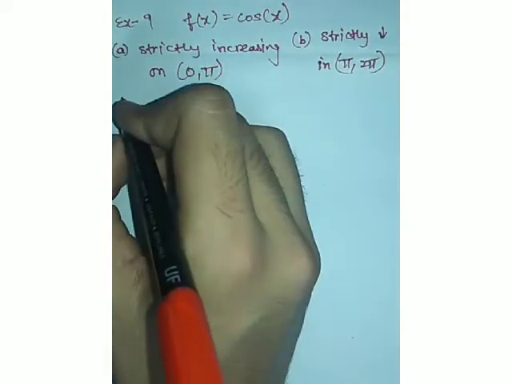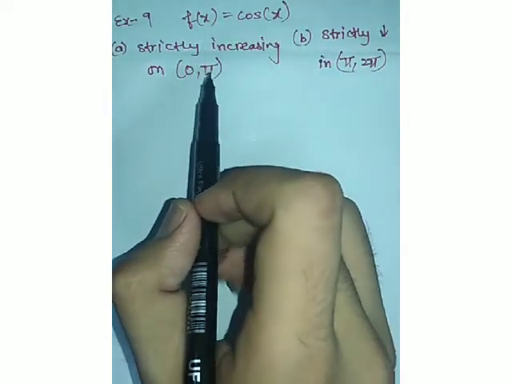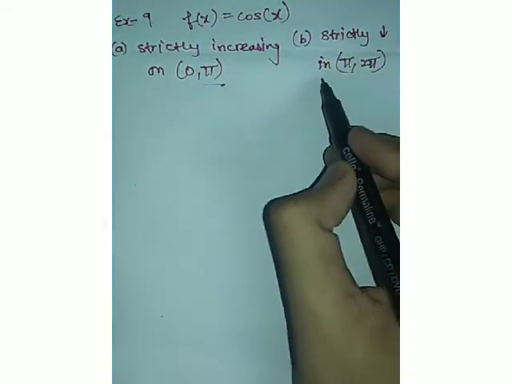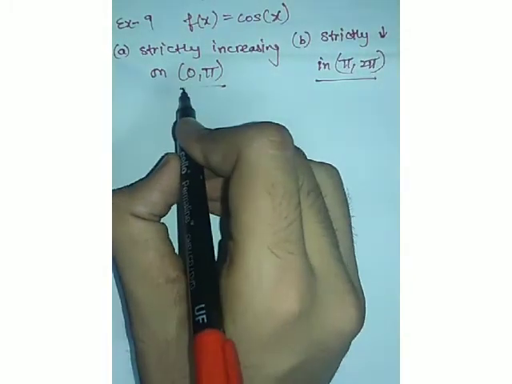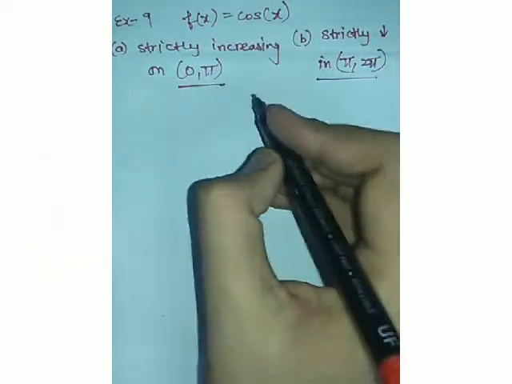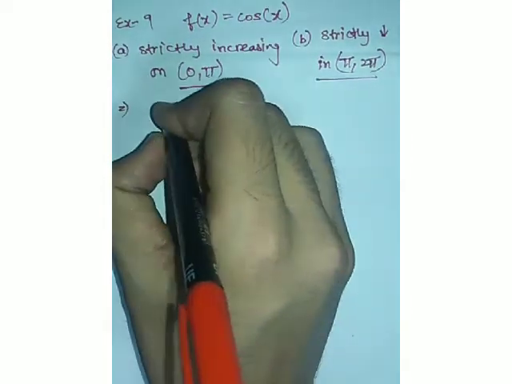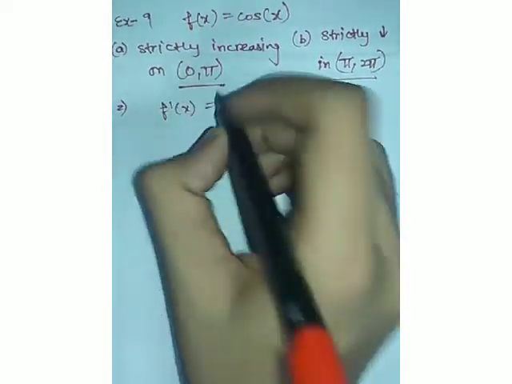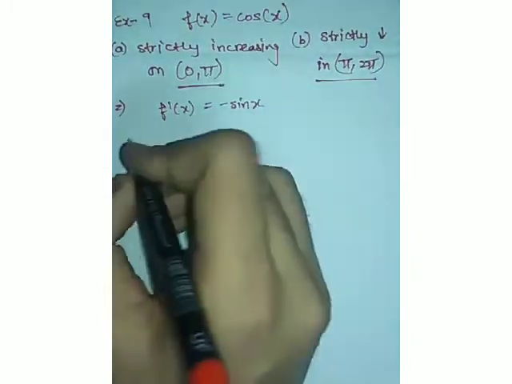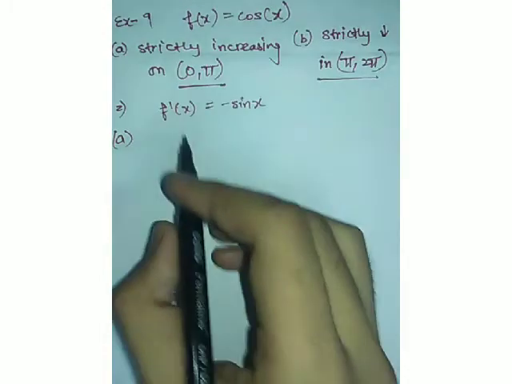This is our next example, example 9. In this, the function is given as cos x, and we have to show that this is strictly increasing on the interval 0 comma pi and strictly decreasing in the interval pi comma 2 pi. There is also a third part of the statement of this example 9, and we will do that after doing these two parts. Alright, so firstly we'll do the a part, strictly increasing. Now for everything to be proven, we have to find f dash x. So f x is cos x, so f dash x will be minus sin x. You know that the differentiation of cos x is minus sin x. Now we will prove the parts one by one.